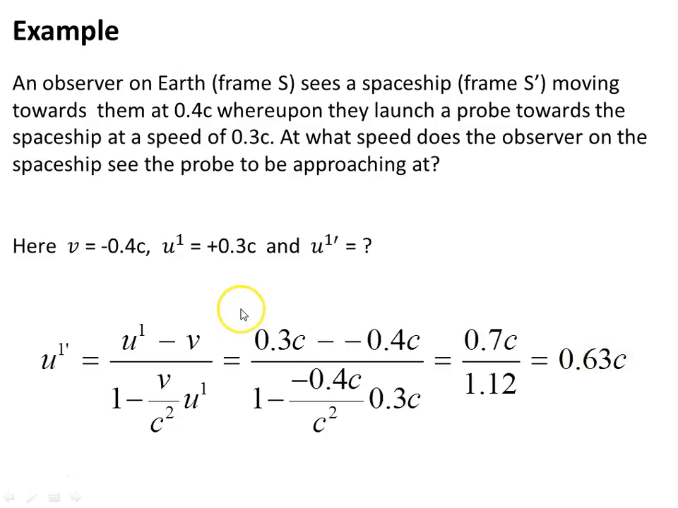Now, if you remember in the standard configuration, we have S prime moving to the right, to the positive x direction, moving away from S. Here, the spaceship is moving towards S, hence the minus. When we do all this calculation here, the observer on the ship sees the probe approaching at 63% of the speed of light. And that's that.